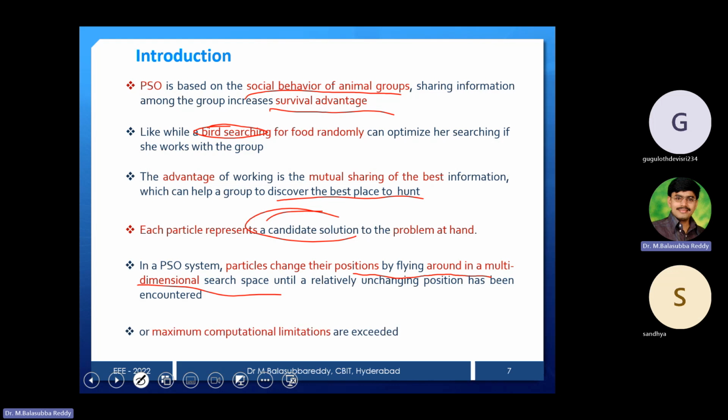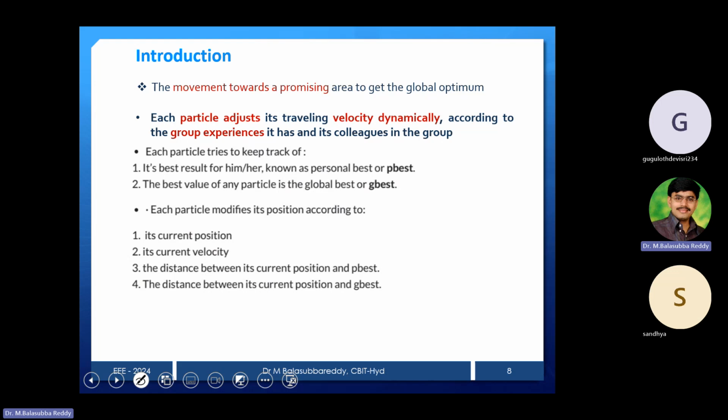Then, when the maximum computational limit is exceeded, we can stop the problem. That means the stopping criteria. Now this movement is towards the promising area to get the global optima. That means the global optima is the final solution.